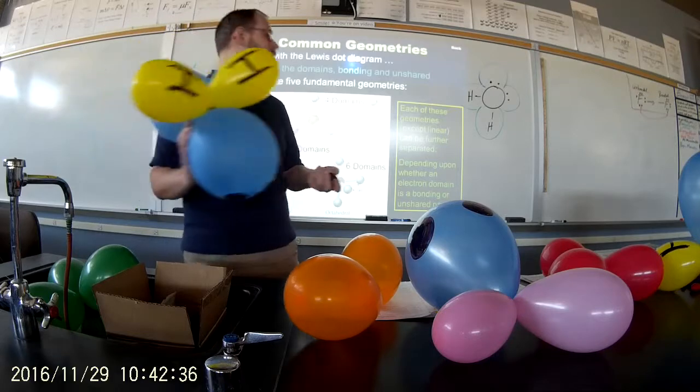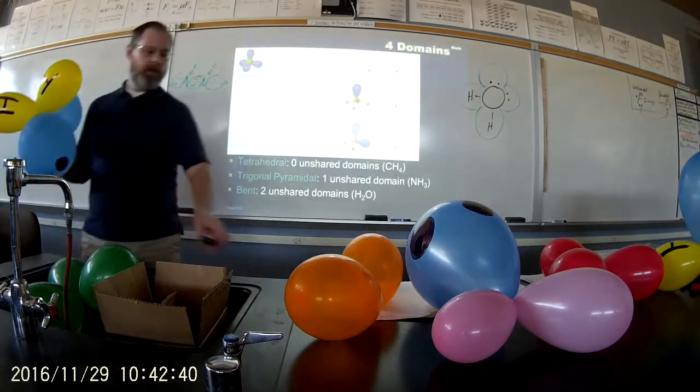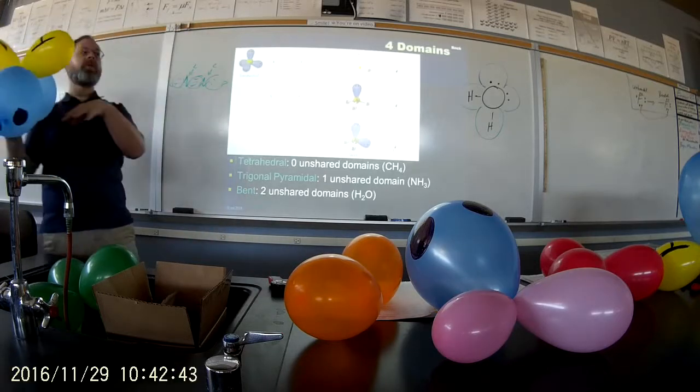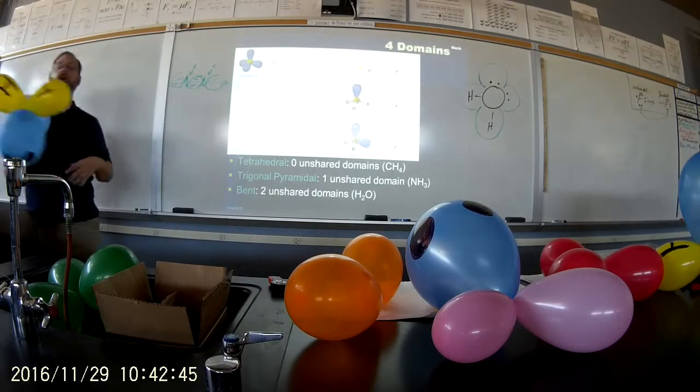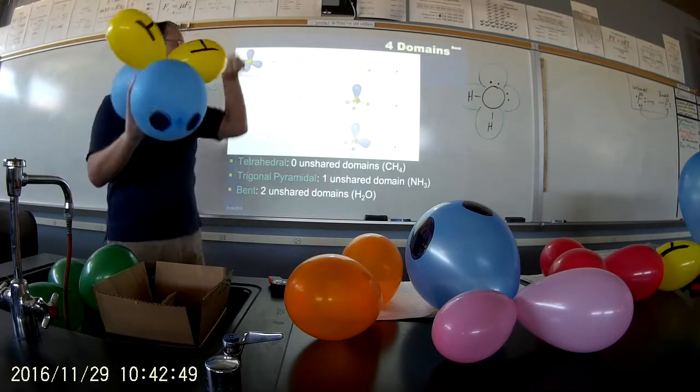Look like a triangle, right? Well, it has a special name. It's called bent. If you have a tetrahedral fundamental geometry, but 2 of them are unshared, then we call it bent. Water is bent.